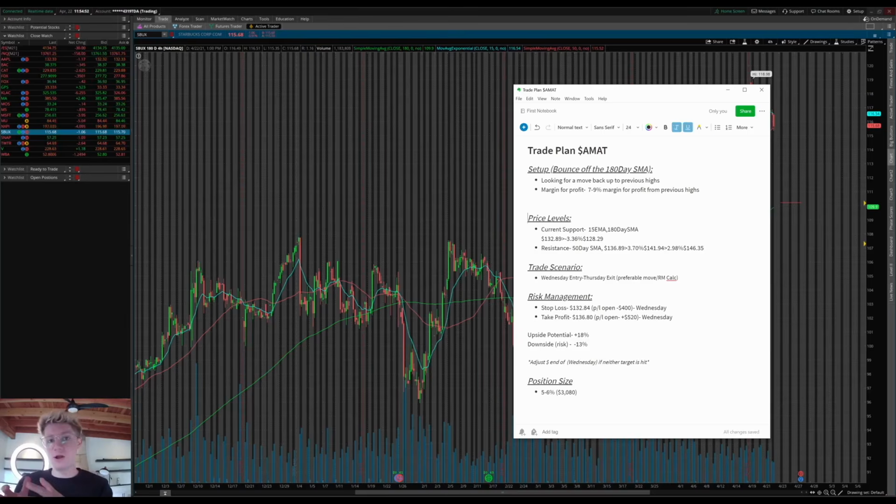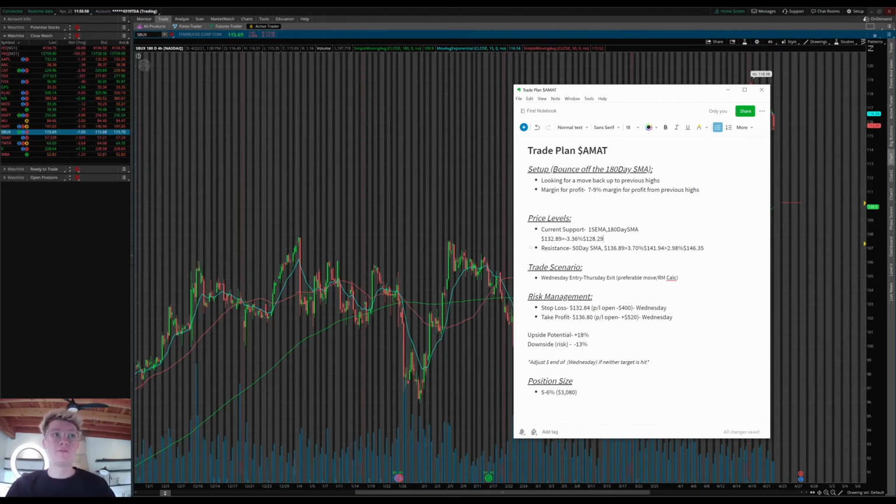I want to be aware of our price levels. Where's our support? Where's our resistance? And you can see we've got support on the 15-day EMA, 180-day SMA. We've got levels at 132.89, 128.29. So I'm aware if we're trading above the 15-day EMA that level could very well be acting as a support level, as well as the 180-day SMA if that is below where we're trading.